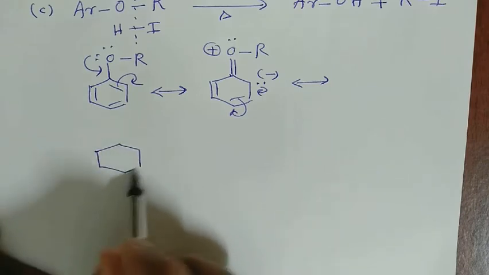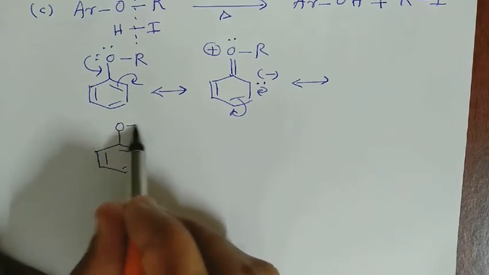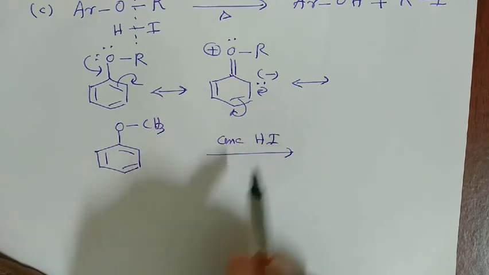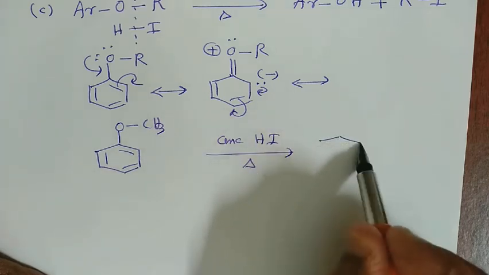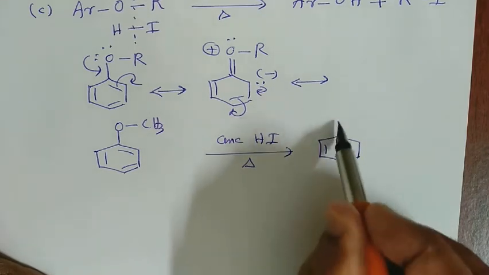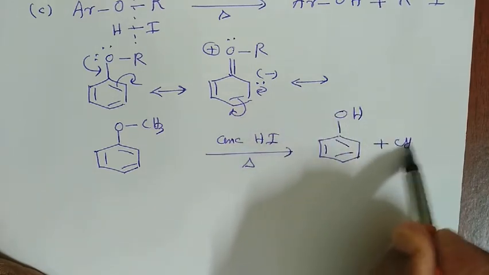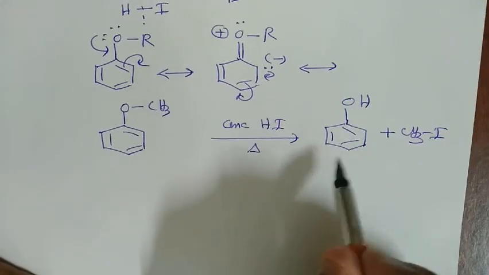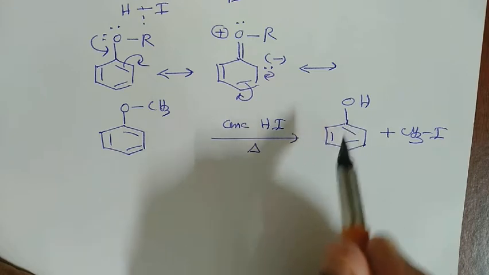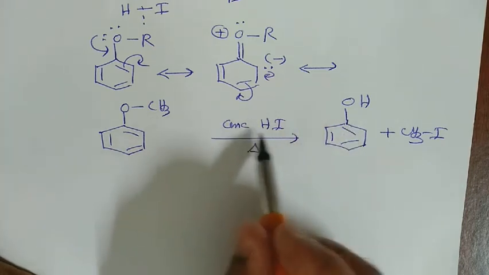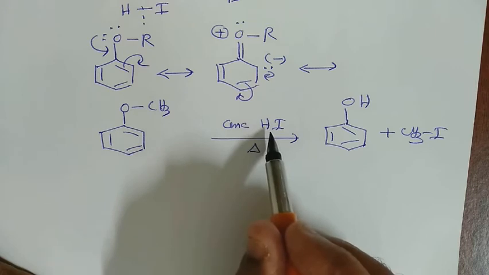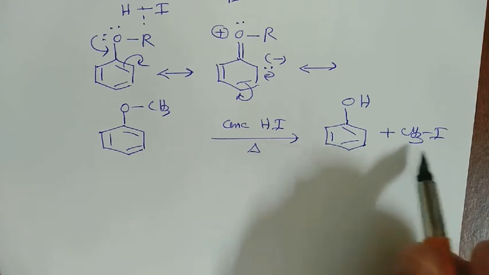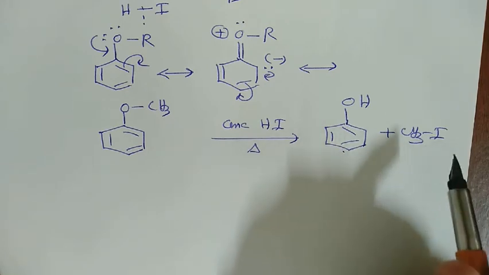As an example, anisole on heating with concentrated HI, irrespective of the amount of concentrated HI used, gives a mixture of phenol and methyl iodide. Phenol does not further react with HI to form iodobenzene. Hence, whether it is 1 equivalent or 2 equivalents of concentrated HI, the product is always a mixture of phenol and methyl iodide.